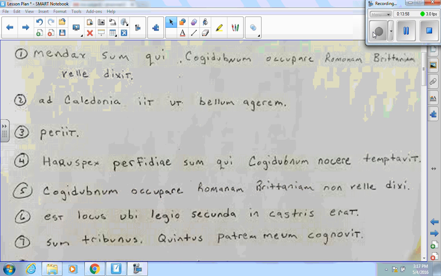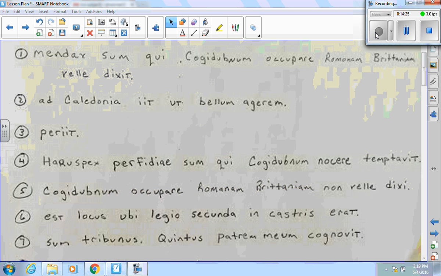Here we go with the who am I's. I am a liar who said that Cogidumus wanted to take over all of Roman Britain. We know that was Salvius. Number 2, he goes to Caledonia so he can wage war. That's Agricola. He dies. And that's Cogidumus.